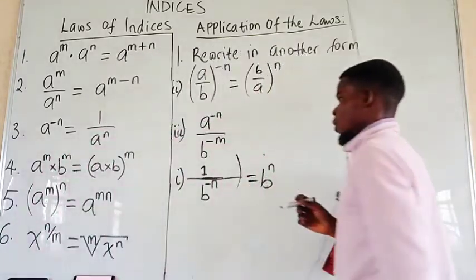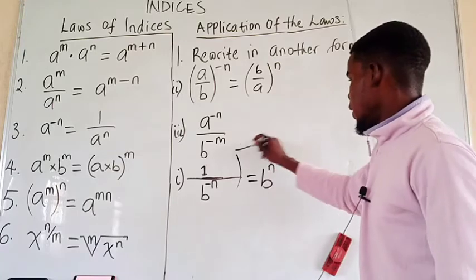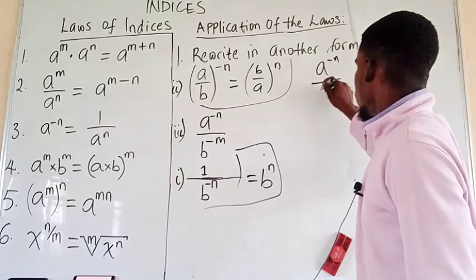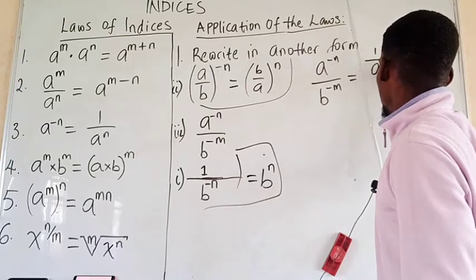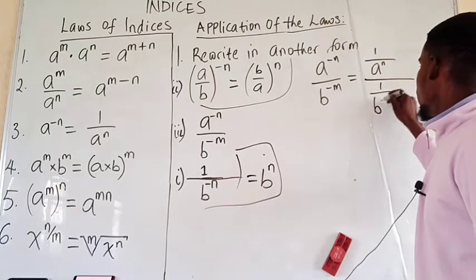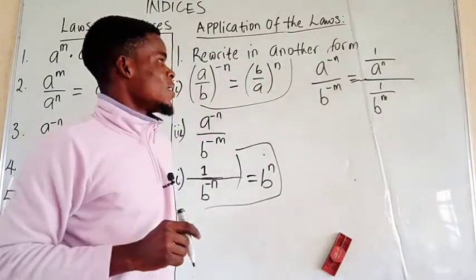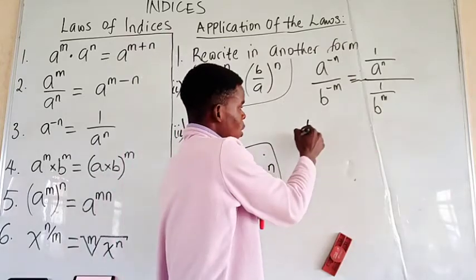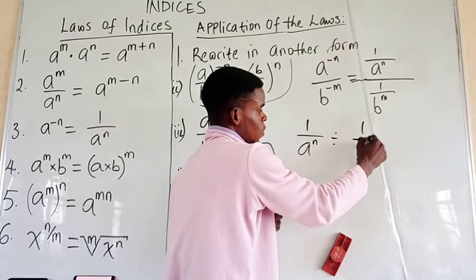Okay, so let's look at this other one, the last one here. Well, at the top, I can write this down as 1 over a raised to the power n from the definition. And on the bottom, I'll put this down as 1 over b raised to the power m. Alright? Just like that. So maybe I just take this again. 1 over a raised to the power n divided by 1 over b raised to the power m.